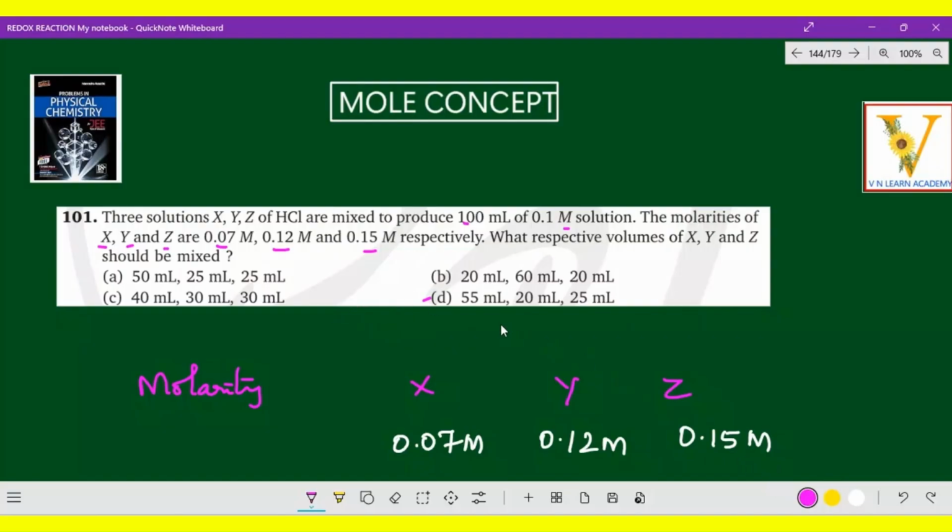See, yes, come on. Which is the correct option? Option D is the correct option. This is the correct option. Come on, let us go to the next question.